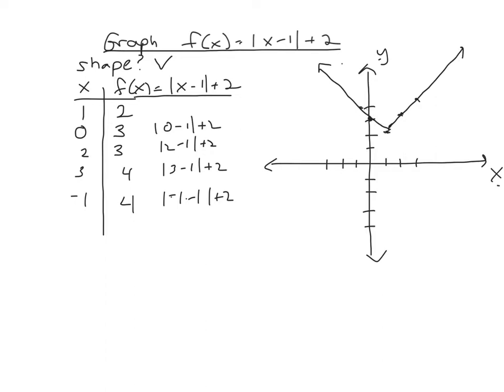So plotting the points and then connecting, drawing the lines. You notice the arrows heading out towards infinity, because obviously this function is just going to keep getting larger and larger as we go further out in either direction on x. It looks like a V, which is the shape I was expecting.